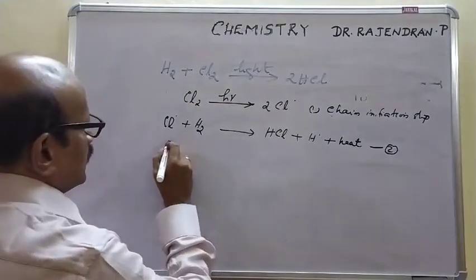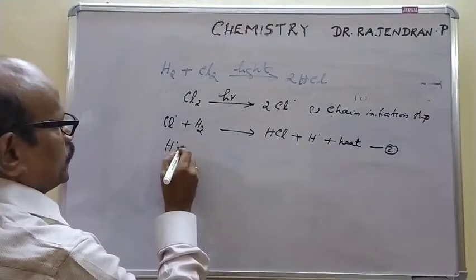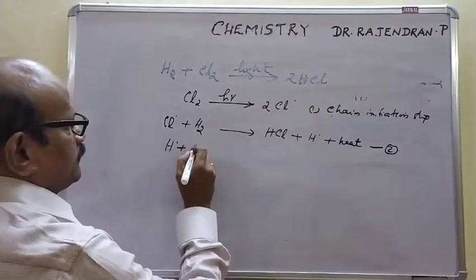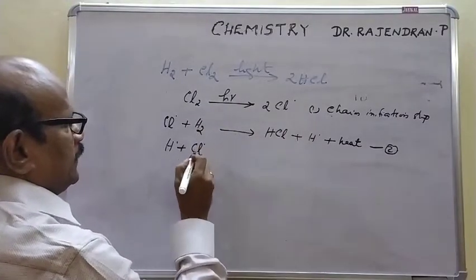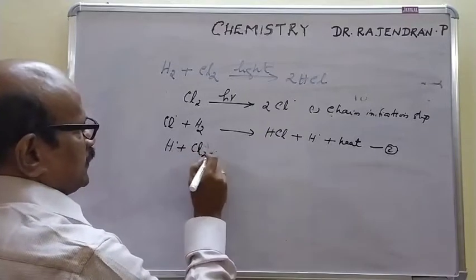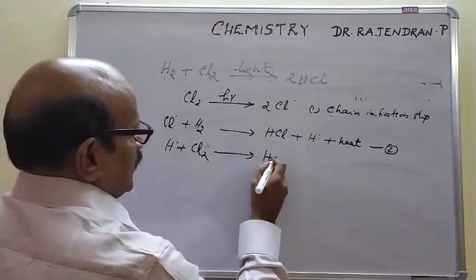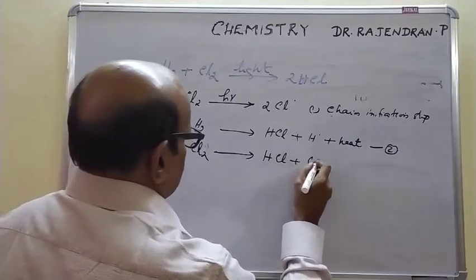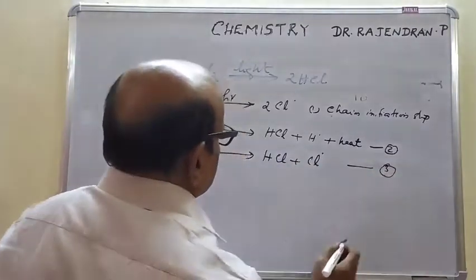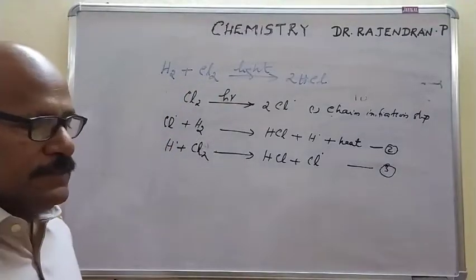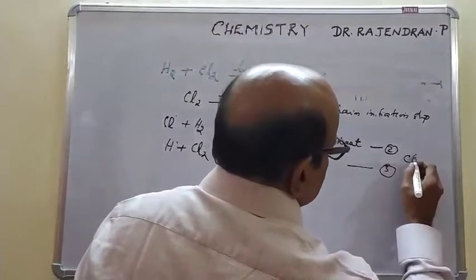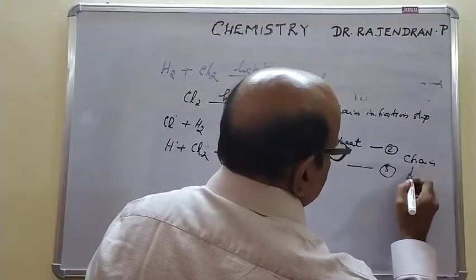And the hydrogen radical, or hydrogen atom thus produced, reacts with a chlorine molecule again in the reaction system, forming HCl and again chlorine radical. The steps number 2 and 3 are called the chain propagating steps.